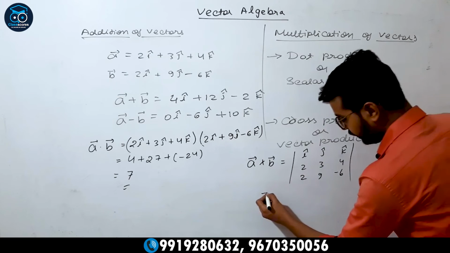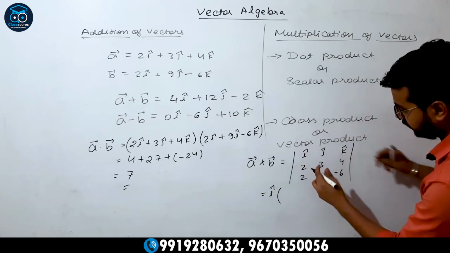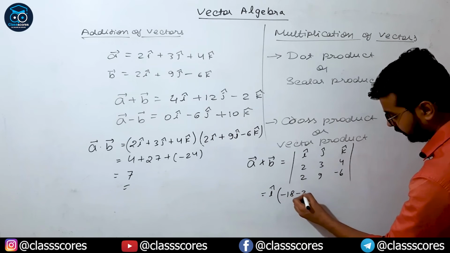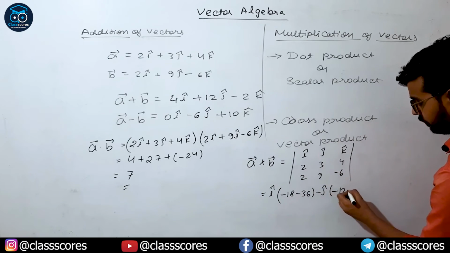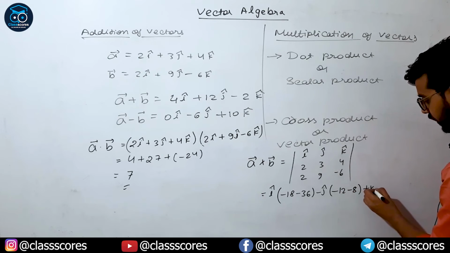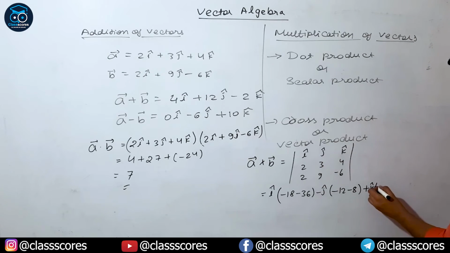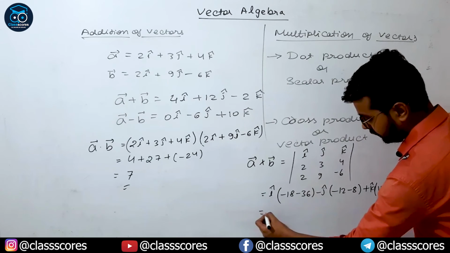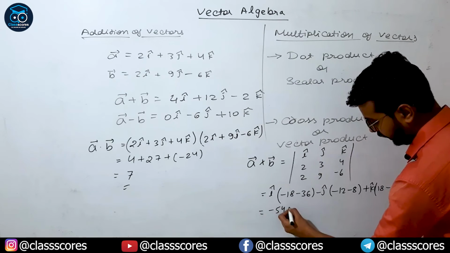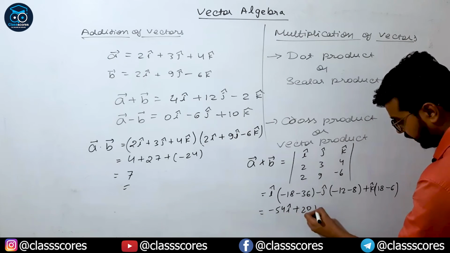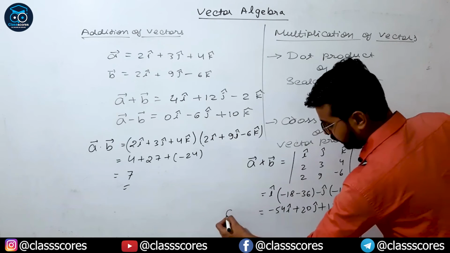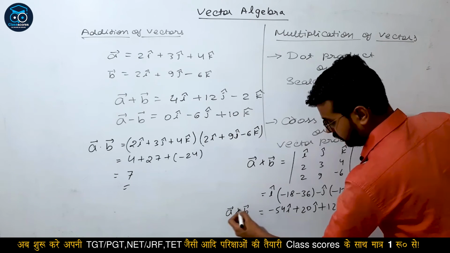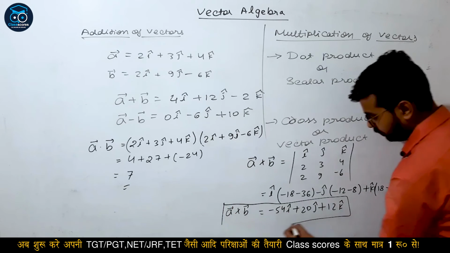Now simplify, that is i cap, hide this, minus 6 times 3 is 18 minus 36, minus j cap, hide this, minus 12 minus 8, plus k cap, 18 minus 6. So simplifying this, we get minus 54i cap plus 20j cap and plus 12k cap. This will be the cross product of two vectors.